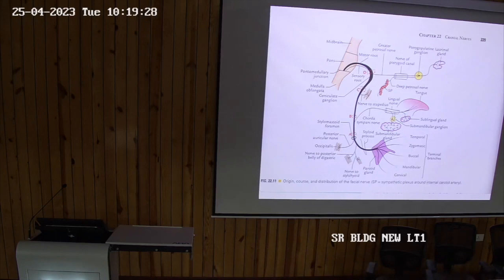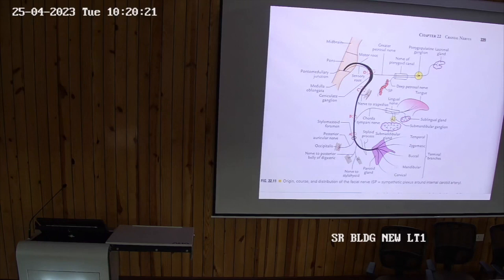Another lesion is at the level of D point, and that is the genicular ganglion. If there is injury of the facial nerve at the level of the genicular ganglion, that will result in paralysis or affect the branches, the greater petrosal nerve. What nerve is coming from the ganglion? Greater petrosal nerve. And the greater petrosal nerve carries the preganglionic parasympathetic fibers of the lacrimal gland. So the secretion of the lacrimal gland will be stopped.